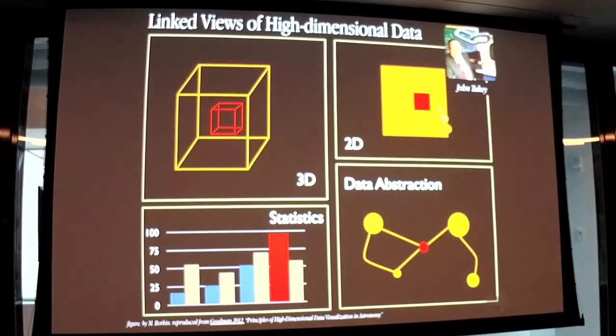Let's say that you had a 2-dimensional display of some kind, an image or a plot, and there was something particularly salient that you put this red square around, but actually this was inherently higher dimensional data, and you'd really like to see that same region in the higher dimensional display and in some statistical display and some data abstraction of the same data sets.